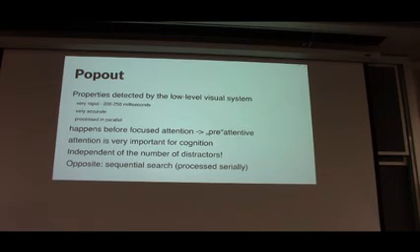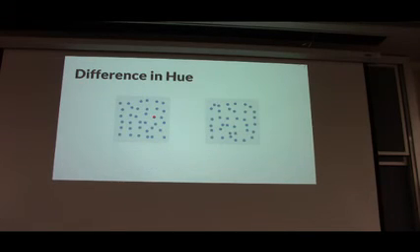So the interesting thing is pop-out works if I show you 2 items or 500 items. The number of distractors doesn't matter. And the opposite of pop-out is sequential search. So this sounds very abstract. Here's an image that explains it very quickly.